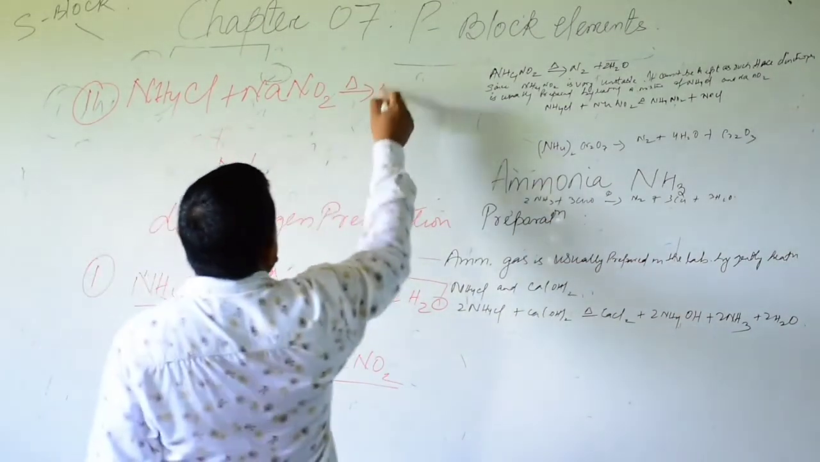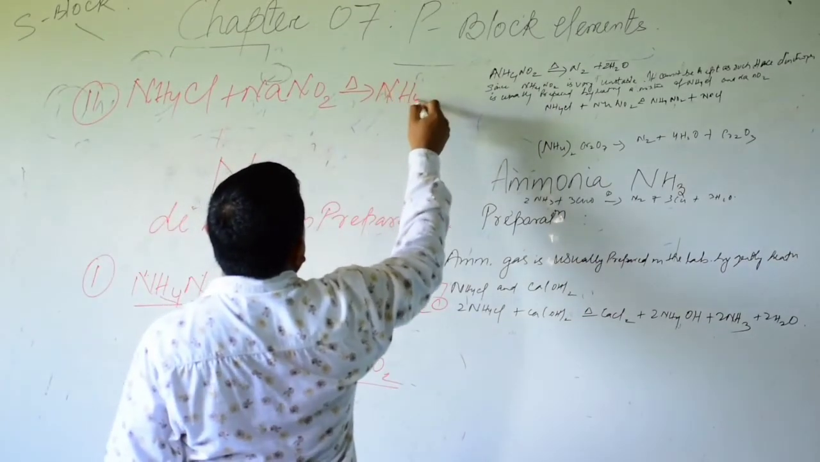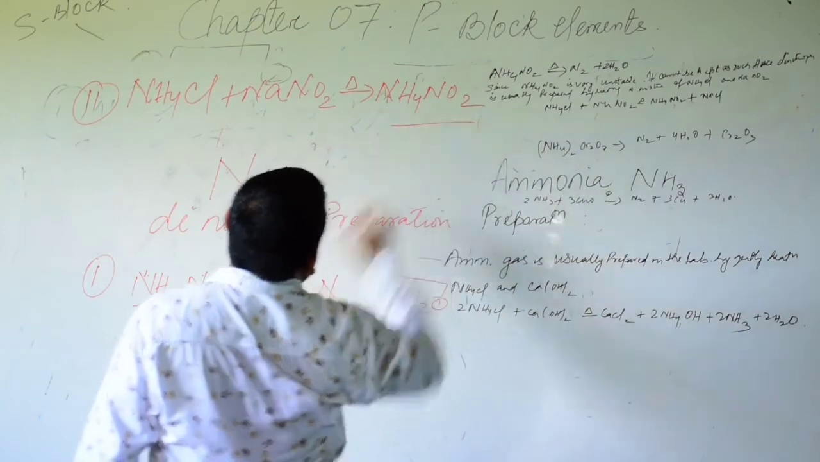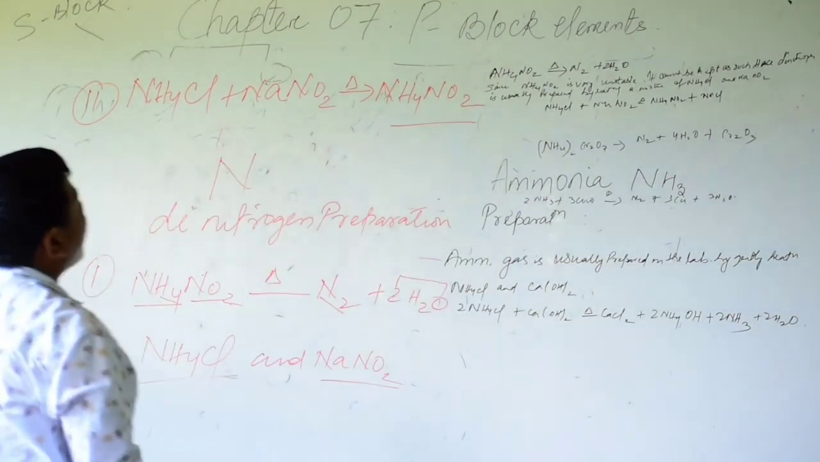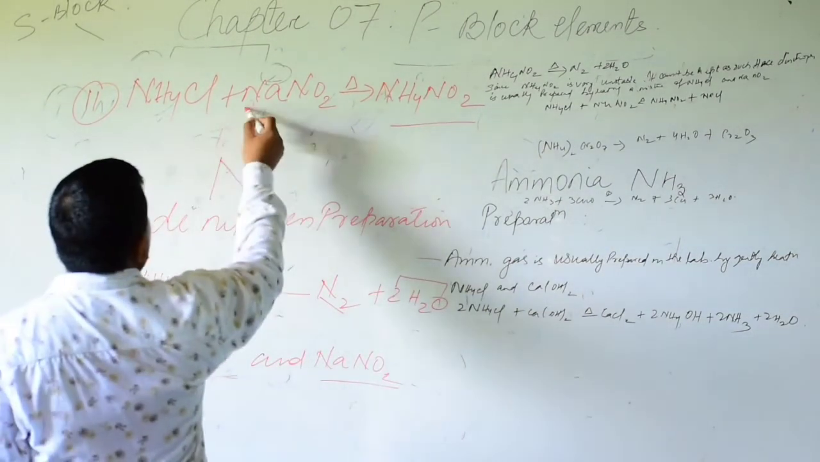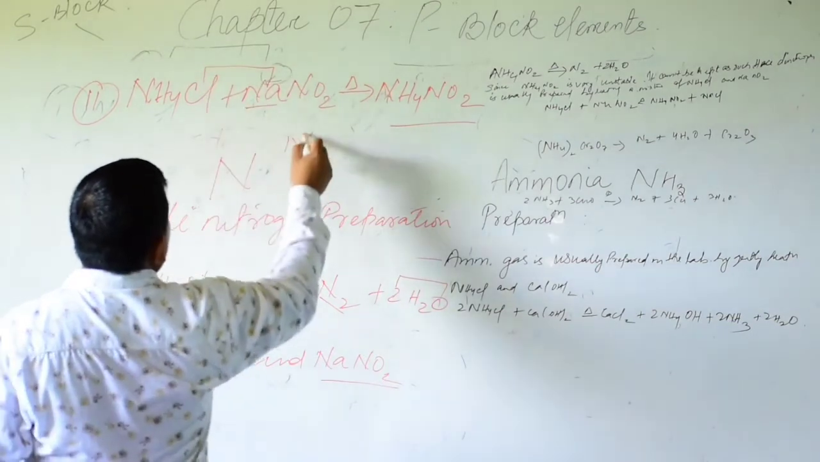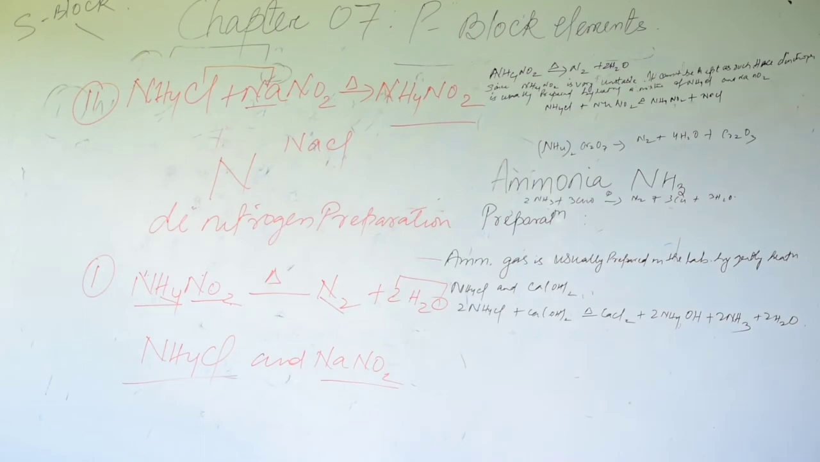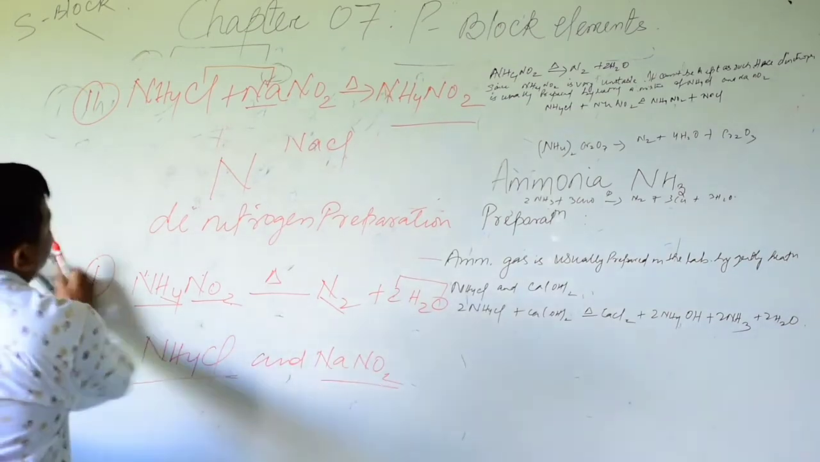So we have to heat. Now I will balance NH4, then NO2. In the product part, we have to decompose ammonium nitrite, then NaCl, sodium chloride. So that's the preparation of dinitrogen.